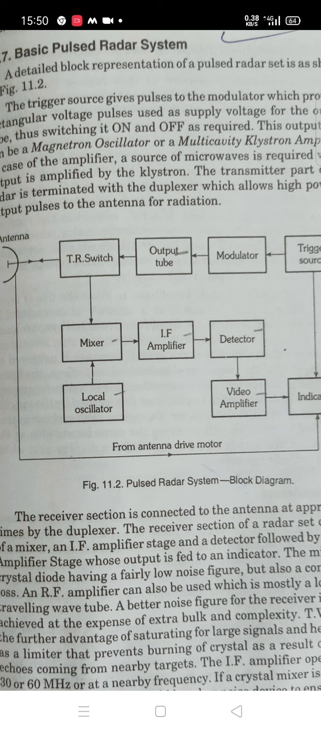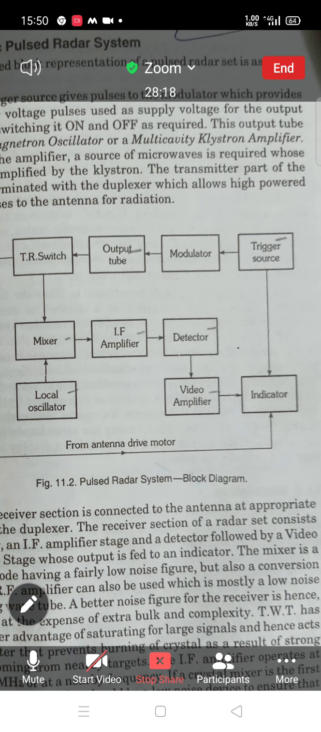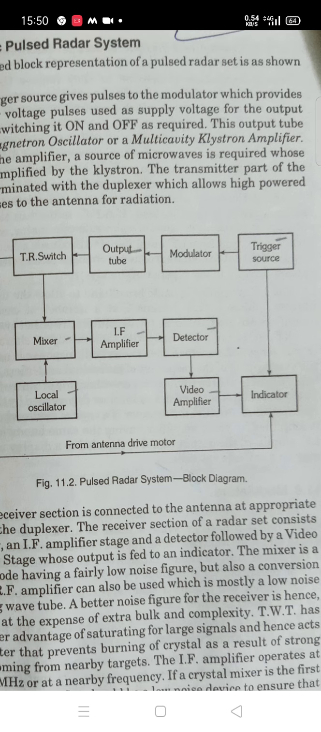So in this way the basic pulse radar system works, and you have to write the functioning of each block. The transmitter section is different. It consists of only 4 blocks, that is trigger source, modulator, output tube and TR switch, and the receiver section consists of mixer, local oscillator, IF amplifier, detector, video amplifier and indicator. So in this way the basic pulse radar system works.